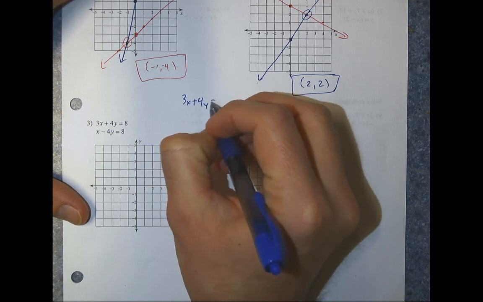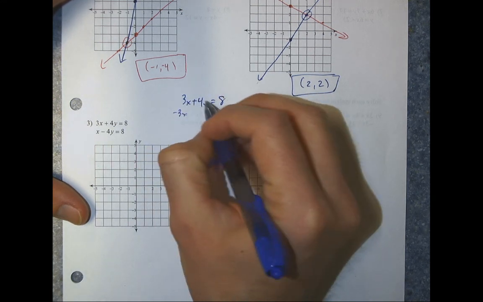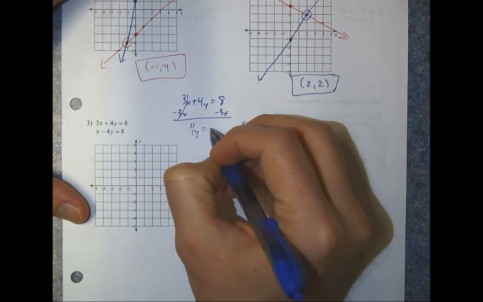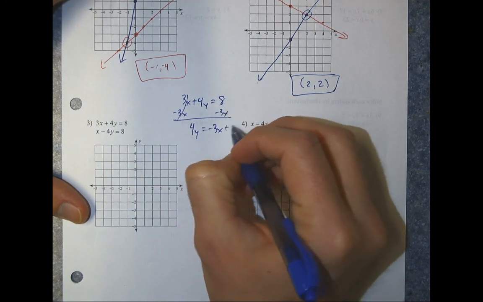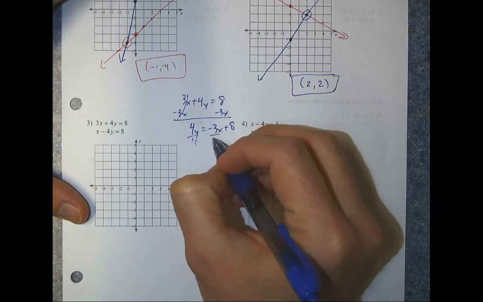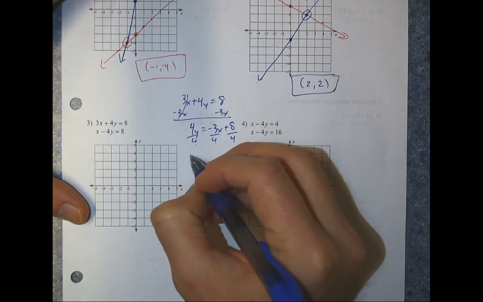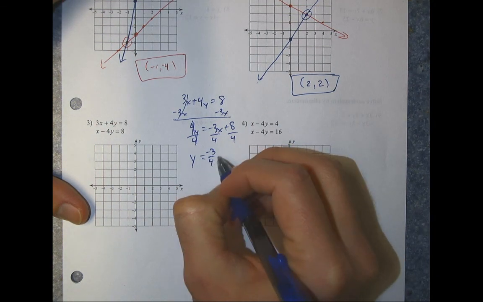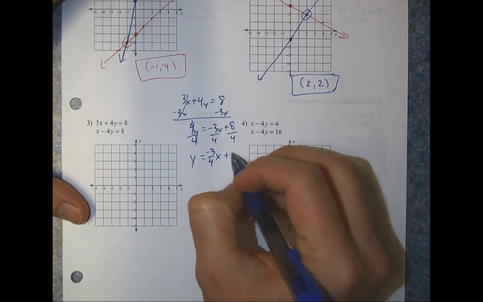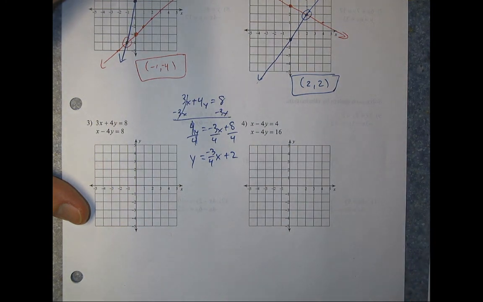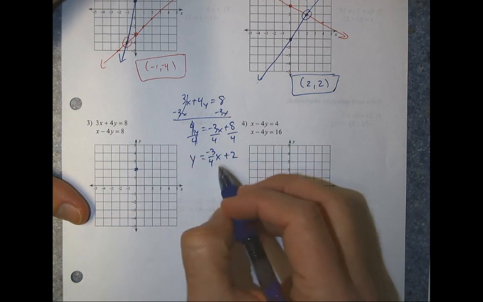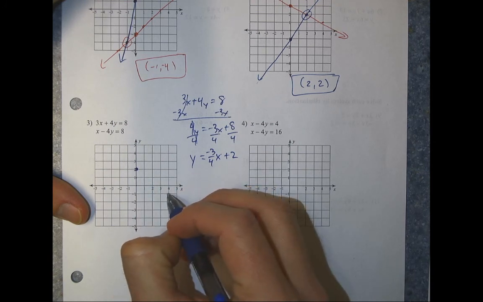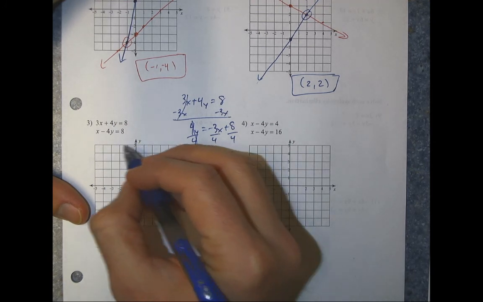Starting with the first one. Subtract 3x because we're trying to get y by itself, so 3x ends up on the other side as a negative. 8 was positive, so it's plus. Then you divide by the coefficient all the way across the board. That eliminates it, so y is by itself, -3/4 x, that's our slope, plus 2. So we are starting at 2, and we're going down 3 over 4. Up 3 over 4.